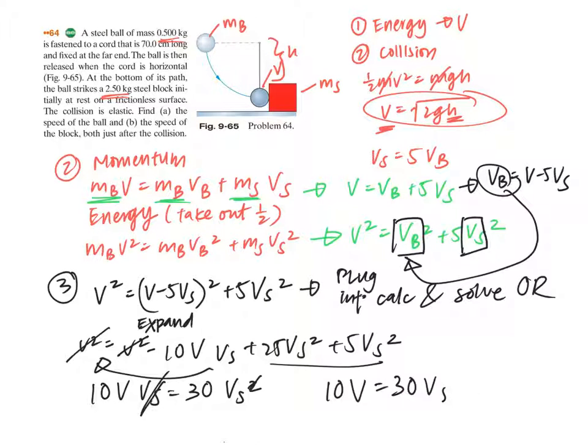So the ultimate thing is vs equals 1/3 v. And then once we know vs, we can find vb.